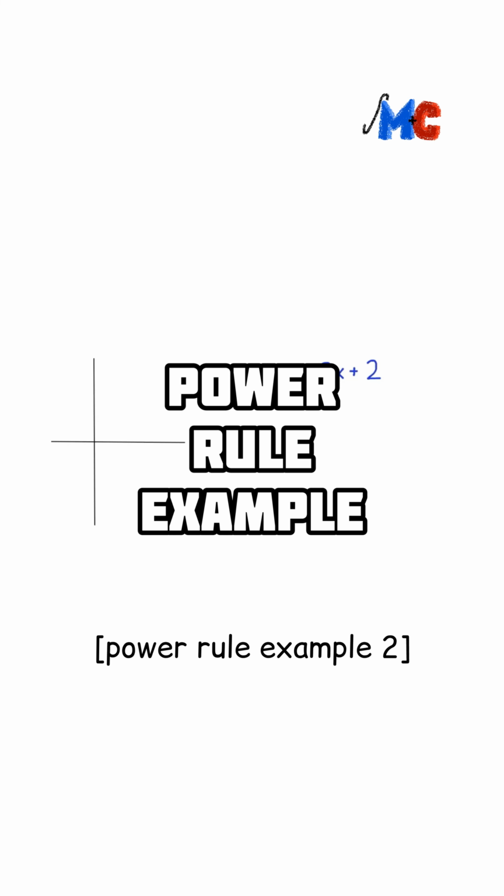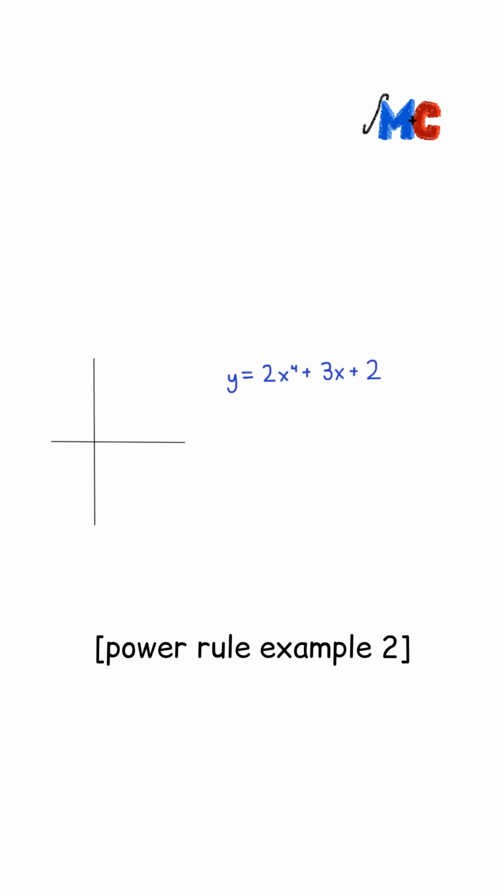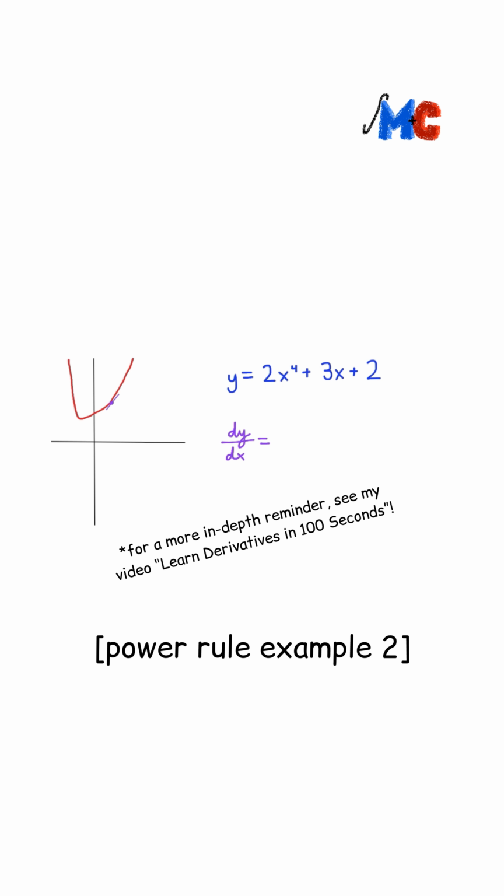Today, I wanted to demonstrate how to take the derivative of a polynomial using the power rule. We're going to start by looking at the function y equals 2x to the fourth plus 3x plus 2, which, when graphed, looks something like this. Now, we're going to look for the derivative of y with respect to x, which I'll remind you just means the slope on this curve at a single point.